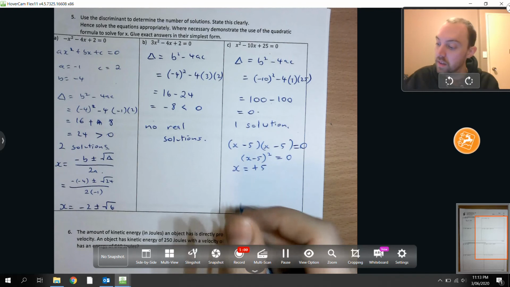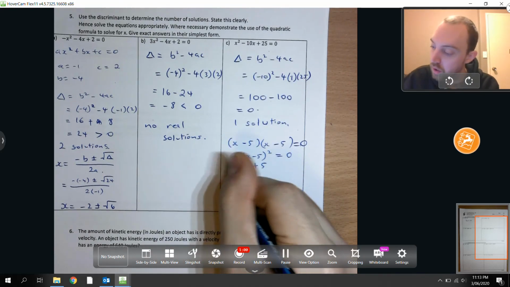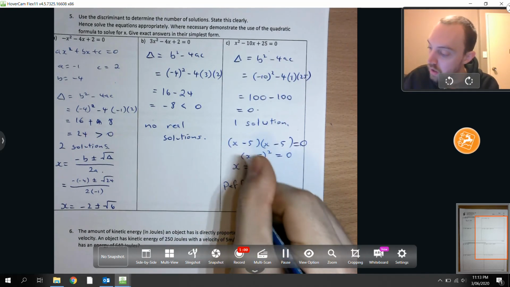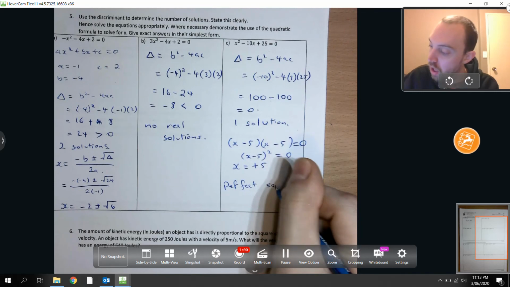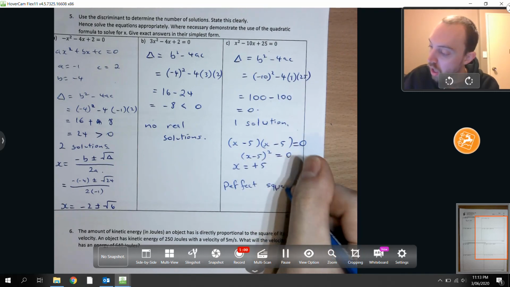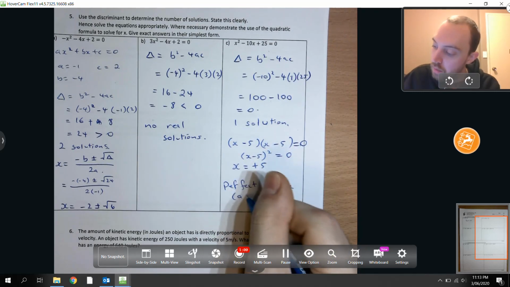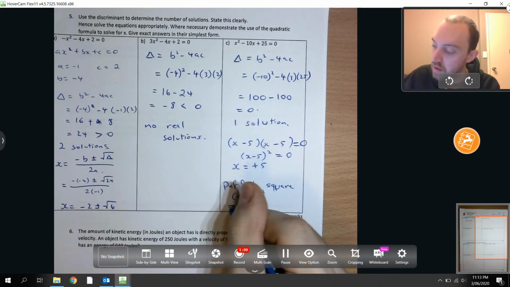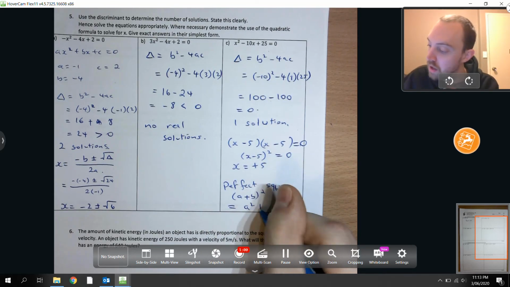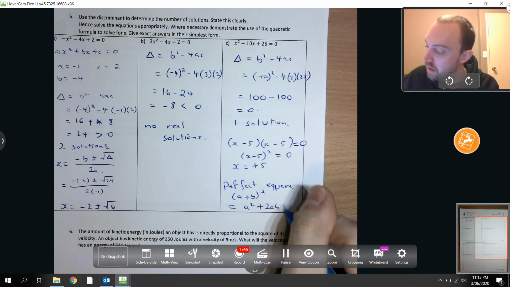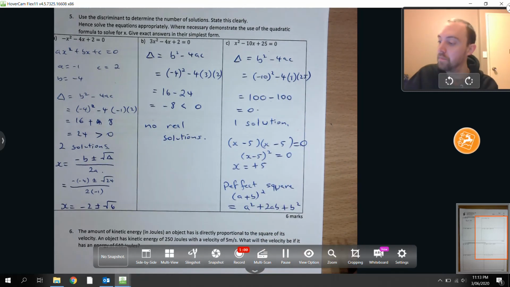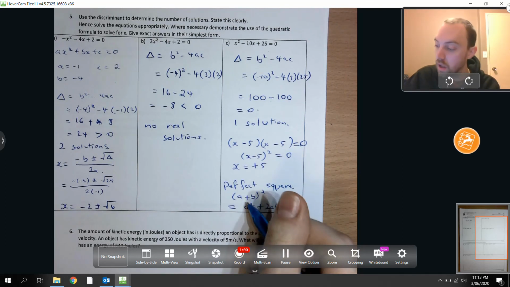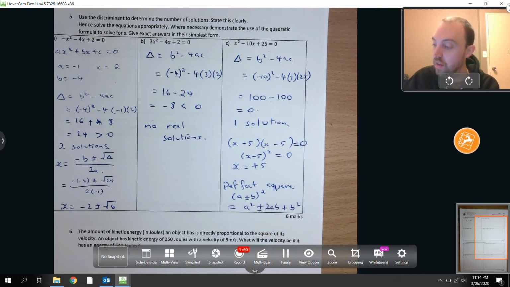Perfect squares, in case we've forgotten, I will quickly mention, is when we've got a plus b or a minus b all squared. Then when we expand it, we get a squared plus 2ab plus b squared. If that was a minus, then that would also be a minus. So you could represent it like that if you wanted to.